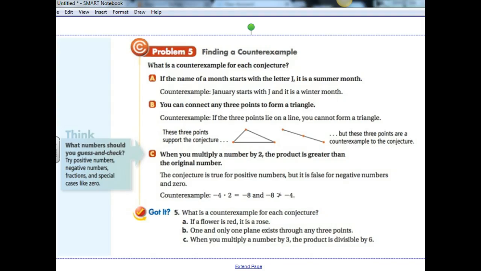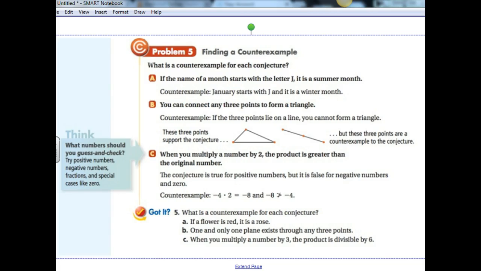Hello, this is problem number 5 found in your Geometry Part 1 textbook. This is under Lesson 2.1 and it's problem number 5 on page 84 of your textbook. You're finding a counterexample.